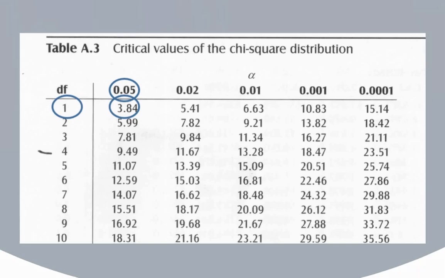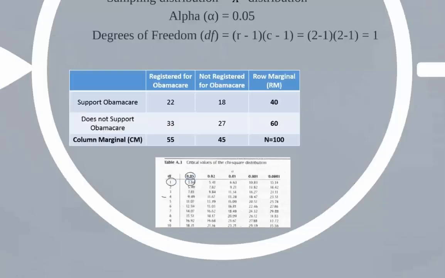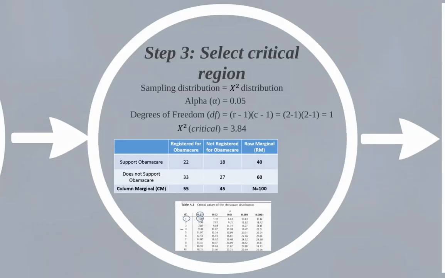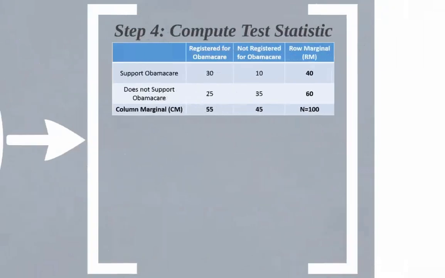What we're trying to do here is test, when we calculate our observed chi-squared, the question: is our observed chi-squared beyond this critical region of 3.84? So now we have our chi-squared critical region of 3.84, and we'll bring that with us down the line and use it to compare to our chi-squared observed. So now let's move on to computing our test statistic.